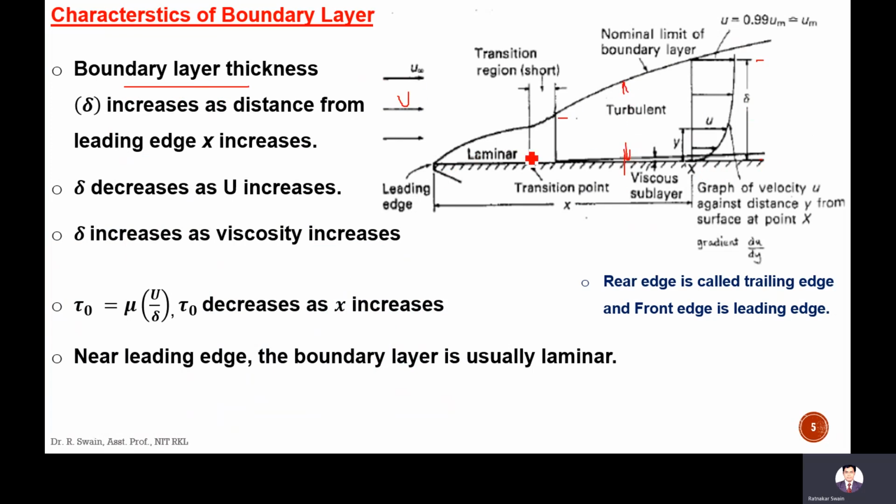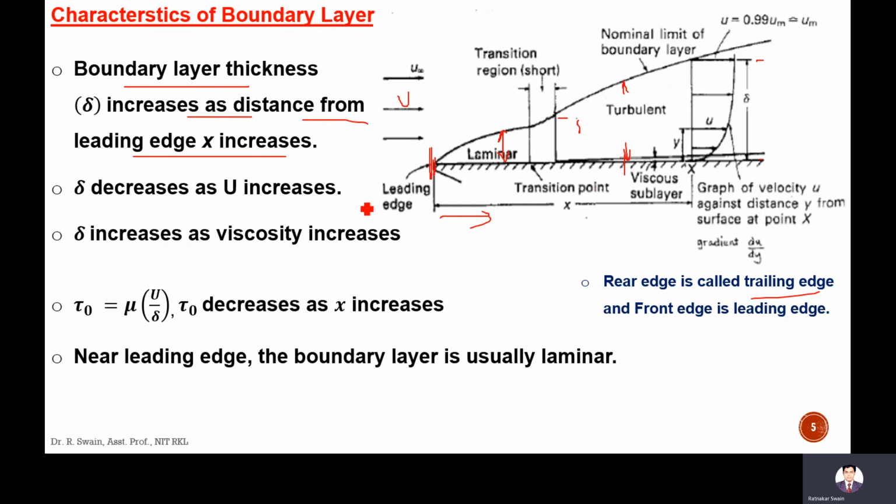This distance, this thickness is called boundary layer thickness or delta. This thickness, or delta, increases as the distance from the leading edge increases. Leading edge x, okay, x increases. When the x value increases, toward this direction, this delta value increases gradually here. The rear edge, this edge, is called the trailing edge, and the front edge is called the leading edge. As the distance from the leading edge increases, the delta value increases gradually.